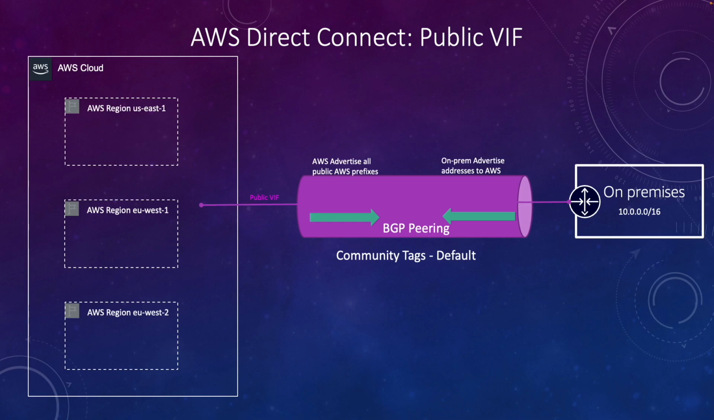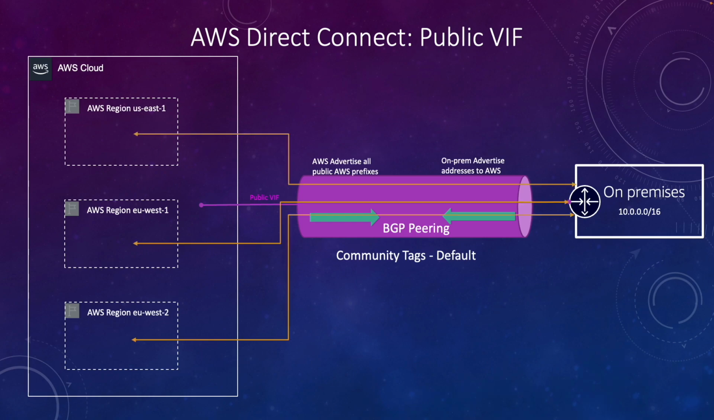One thing to keep in mind is that AWS does not re-advertise your IP address to any other customer. So suppose you have another direct connection with AWS, the IP address which you announce to AWS won't be re-advertised to that particular direct connection of another customer. So after that, you can access any resources within the AWS cloud which have public IP addresses.